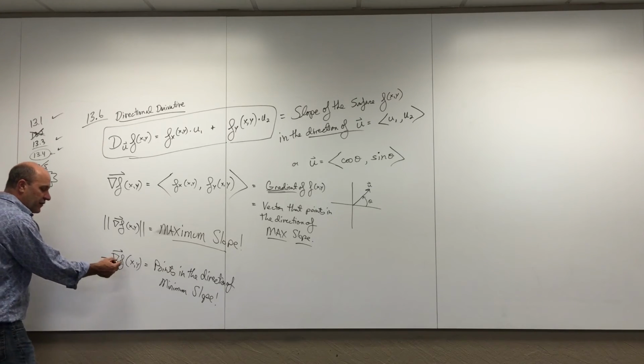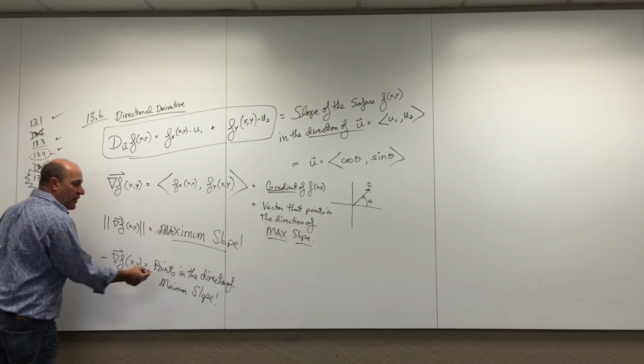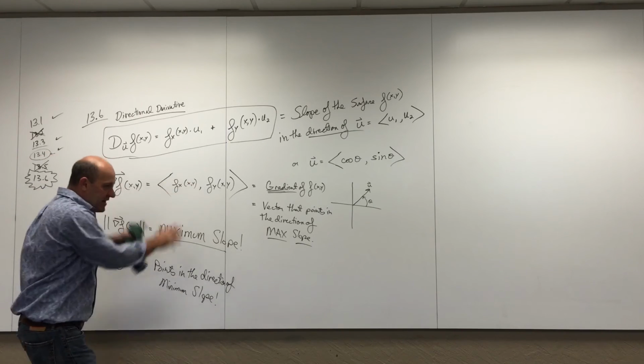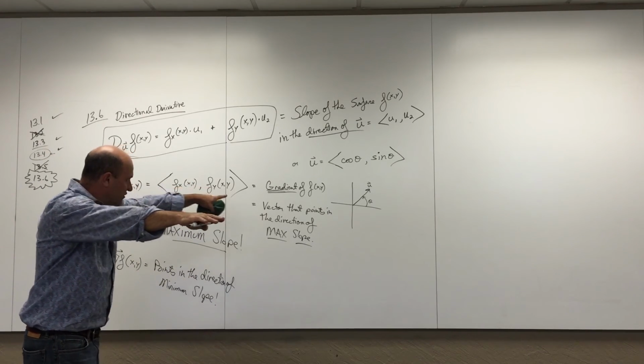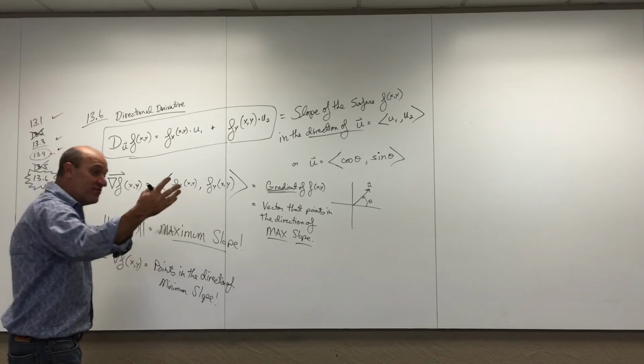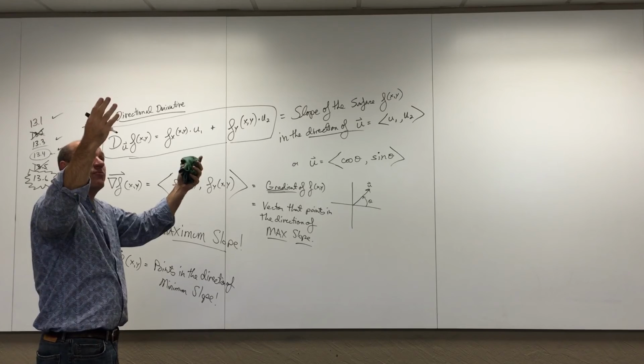Now its magnitude will be the same as the gradient's magnitude though. I mean, magnitudes are always positive. So again, if the gradient points me in this direction, that's the direction of maximum slope. If you calculate its magnitude, you get 36 or whatever you get. Wow, that's the slope, 36.